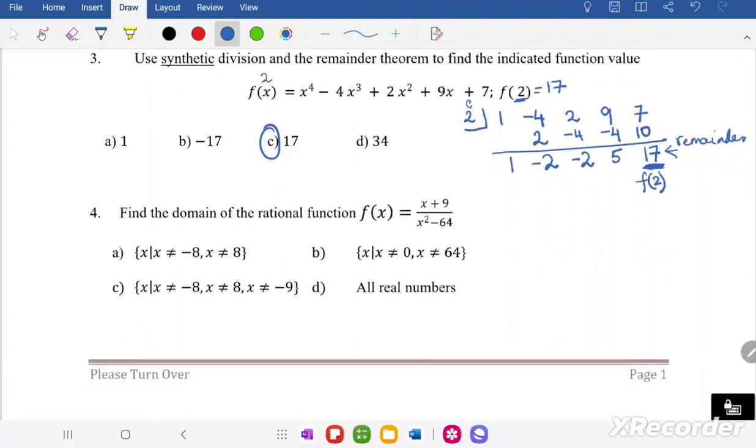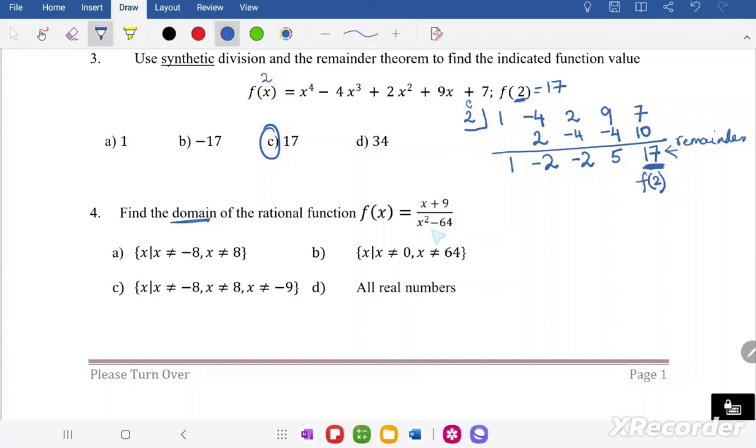Number 4 says find the domain of the rational function f of x. The rational function is x plus 9 divided by x squared minus 64. Okay, so they want us to find the domain. That means all the x values that can be input into the function, correct?